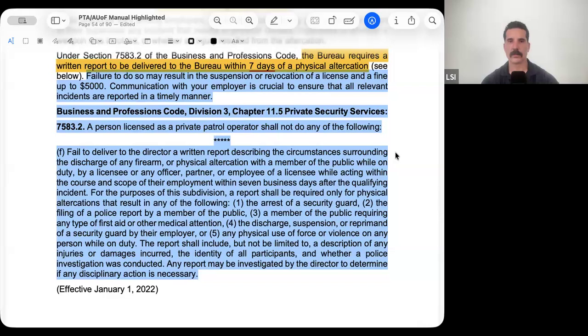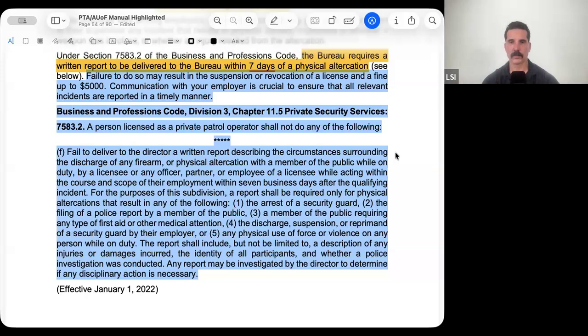Business and Professions Code, Division 3, Chapter 11.5, Private Security Services, 7583.2. A person licensed as a private patrol operator shall not do any of the following. F. Fail to deliver to the director a written report describing the circumstances surrounding the discharge of any firearm or physical altercation with a member of the public while on duty by a licensee or any officer, partner, or employee of a licensee while acting within the course and scope of their employment within 7 business days after the qualifying incident.